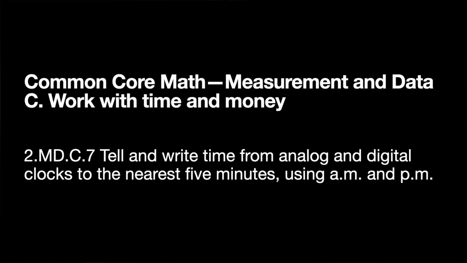So let's take a look at this Common Core math standard for 2nd grade in the measurement and data domain. Letter C, work with time and money. The standard says, tell and write time from analog and digital clocks to the nearest 5 minutes using AM and PM. So this is an academic standard for math that 2nd graders should be able to meet by the end of the school year. Most typically developing students will be able to meet it.